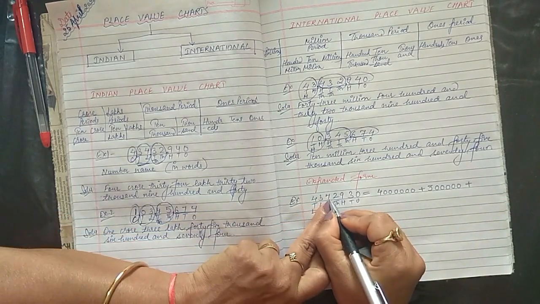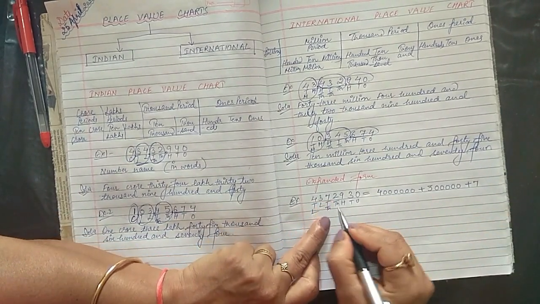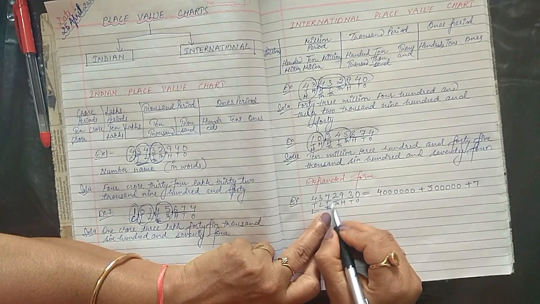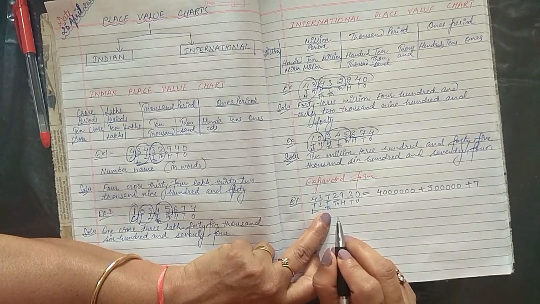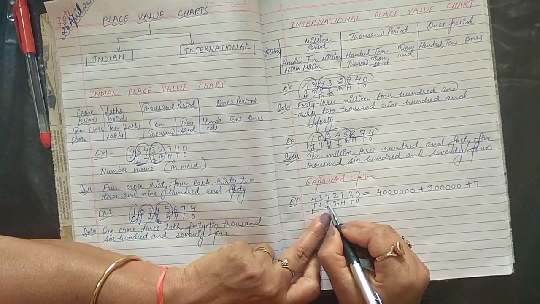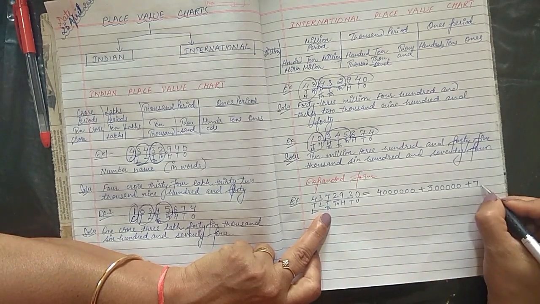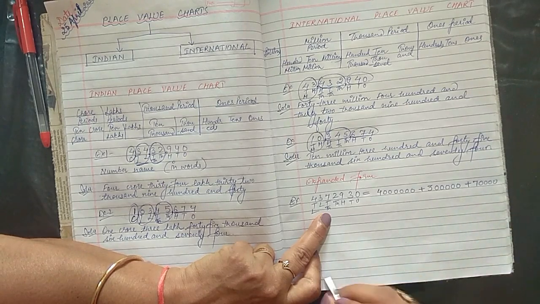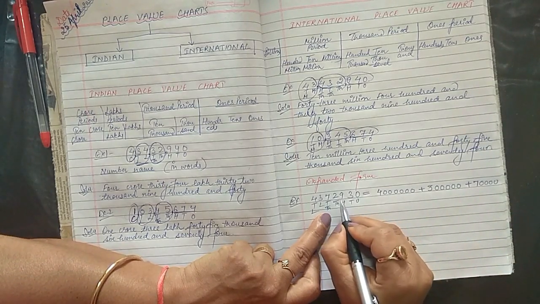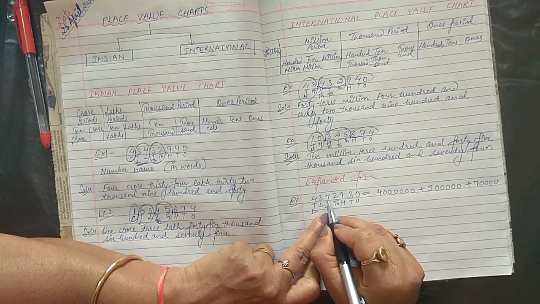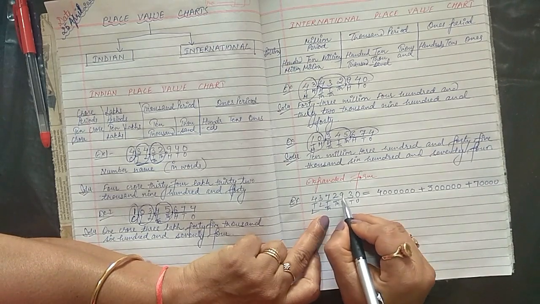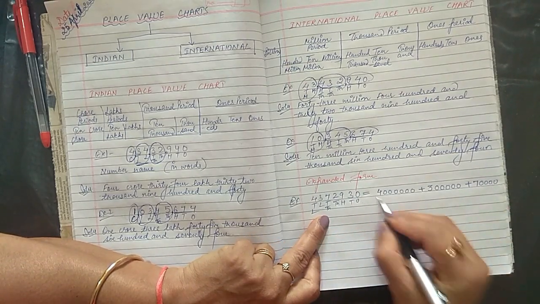Plus, what is the next digit? 7. Either you can check the place value or you can check the digits after that number. See, the place value of this 7 is 10,000. 10,000 means how many zeros? 4 zeros. You can put 4 zeros directly, or you can count the number of digits that are coming after that particular digit. That is 1, 2, 3 and 4.